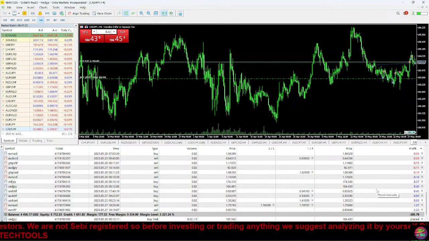So if you come to this platform, you will be able to see how you can calculate your risk very, very simply. If you were to add the currency pair that we would be trading, let's say we would be trading GBP CAD, for example, you can see it right here.